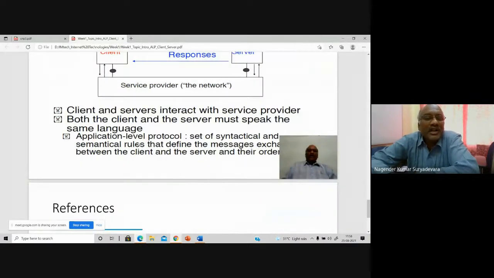Similarly, these application level protocols have a set of syntactical rules, and the semantics, the meanings which are given to those syntactical rules. So both the syntax, the structure, the way you interact with those applications, and the meanings of those syntactical rules define the message exchange between the client and the server in their particular order of receiving.